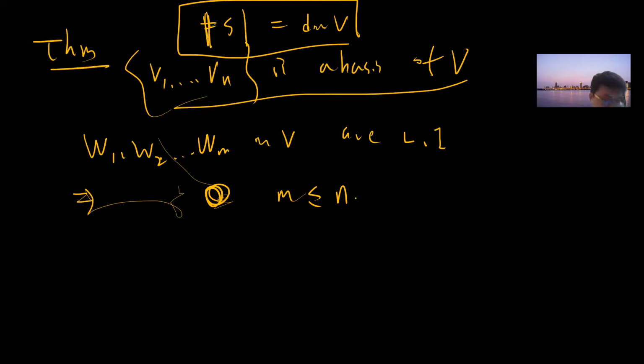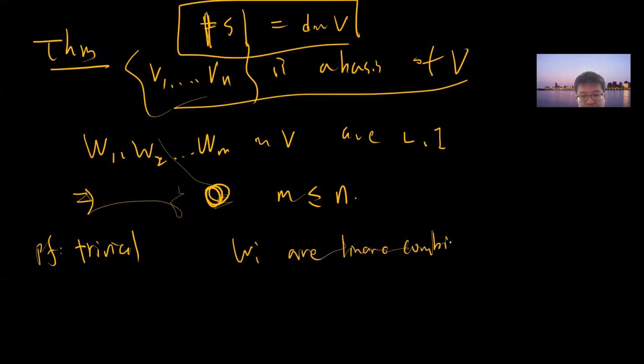So the proof is trivial. Why? Because by definition, your Wi are linear combinations of V1 up to Vn. So W1 is a linear combination of V1 to Vn, W2 is also a linear combination of V1 to Vn, and W3 is also a linear combination of V1 to Vn. So by definition, this is a definition.